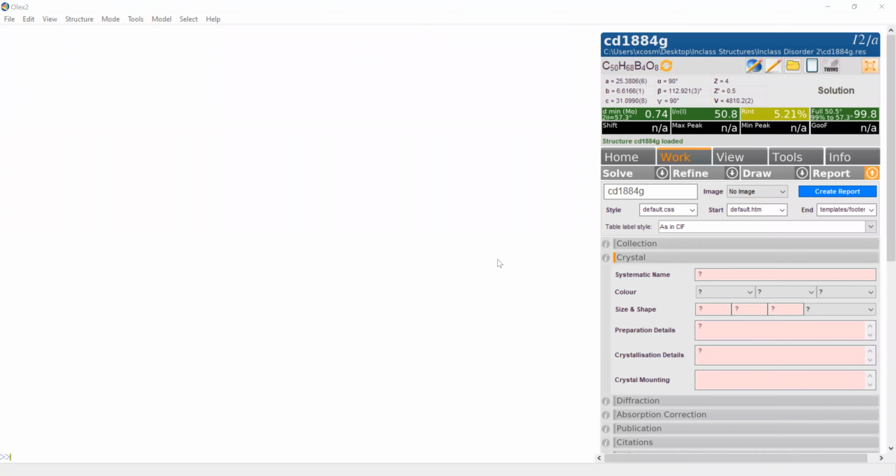So here we have a structure. Again, we use Moly radiation. The I over sigma is 50.8. Very good data. R-int 5.2, not bad. And we have 99.8 completion.